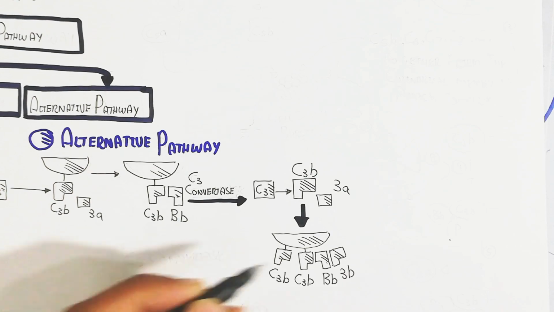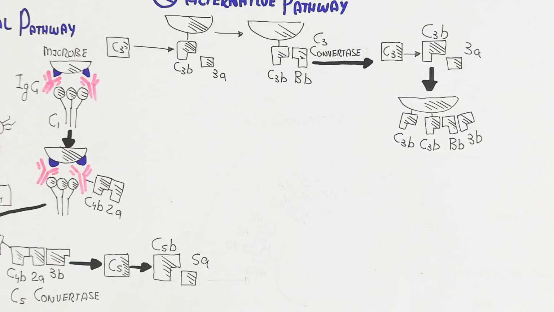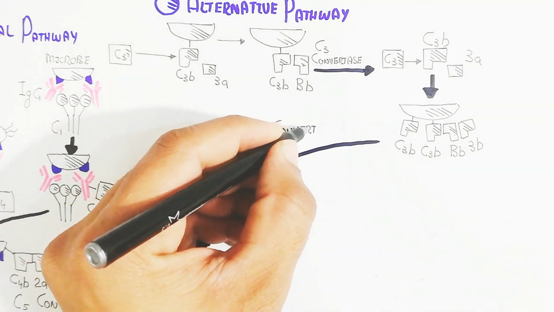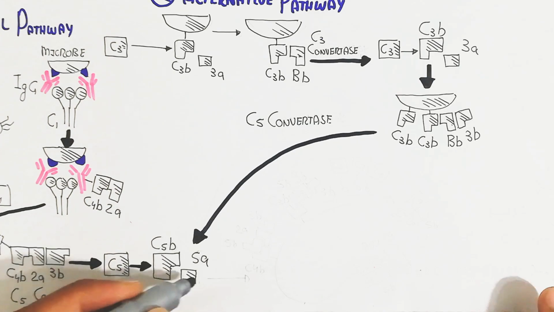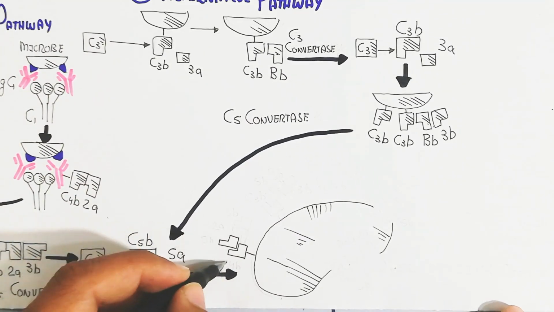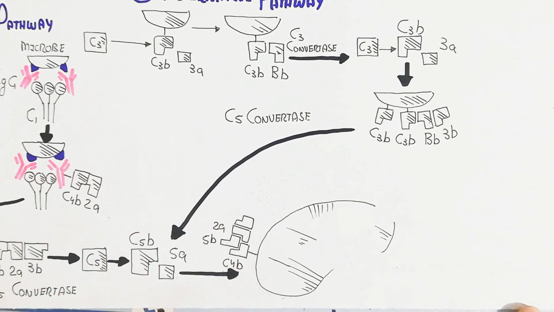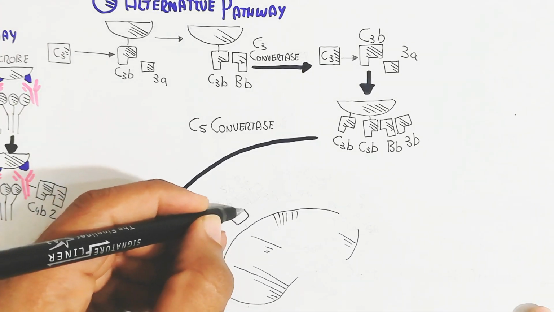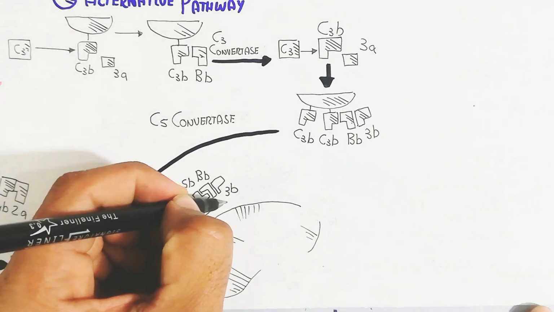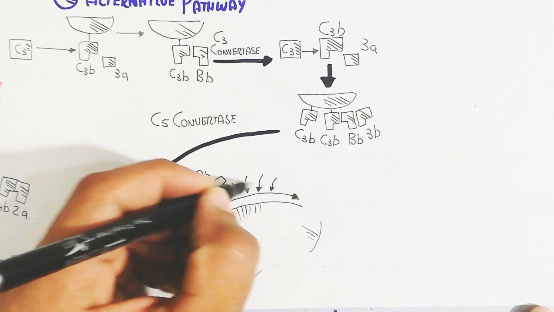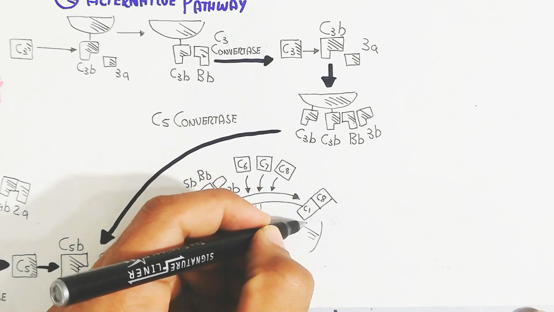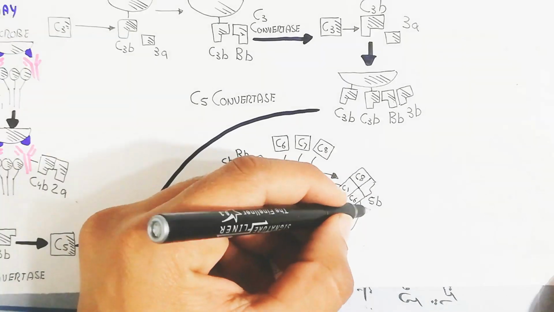In this way, here you can see this is going on, and C5b and C5a will be formed. The C5 convertase enzyme is used to convert C5 into C5b and C5a. And after this, the cluster of the fragmentation will form a complex, C4b, 5b, 2a and 3b, and the complex will convert into C3b, 5b, Bb and 3b.